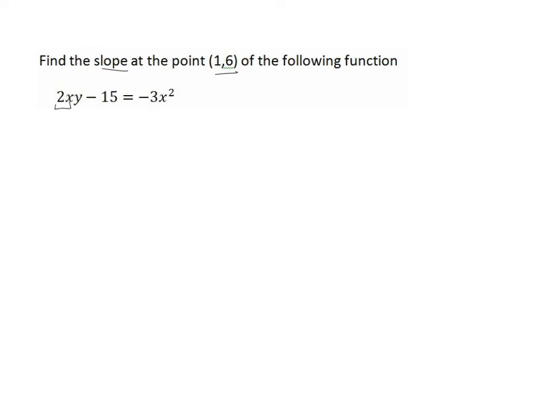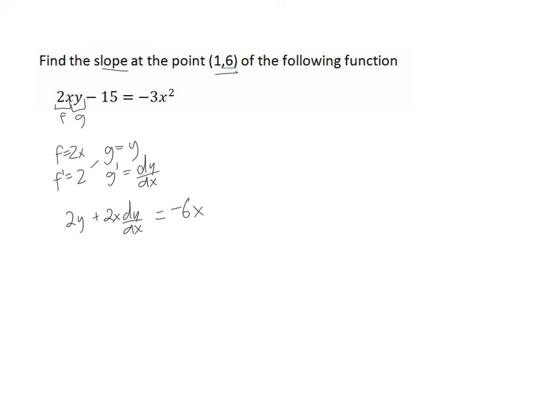So let's do the product rule on this first part. If we call f 2x, the derivative of that would be 2. If g is y, the derivative of that would be 1 times dy/dx. So let's write out our product rule step. We'd multiply those two first, so 2y plus 2x dy/dx. The derivative of 15 is 0, so we won't need to write that. And then on the other side, we get minus 6x from the derivative of minus 3x squared.